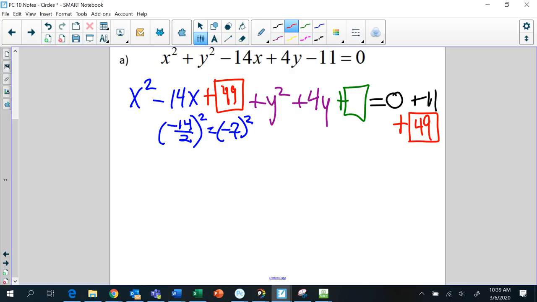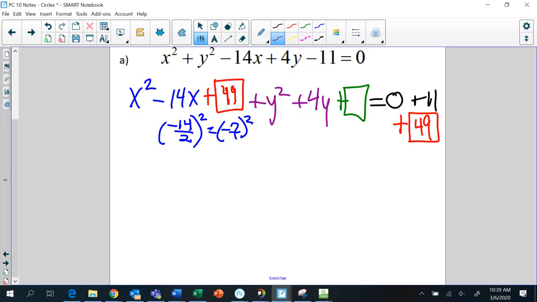If you looked at something else online that said add it and subtract it, that's fine, but they're doing it on the same side. That would be when I didn't move the 11 over. So there's different ways of doing complete the square, and your choice is fine as long as you follow correct math rules.